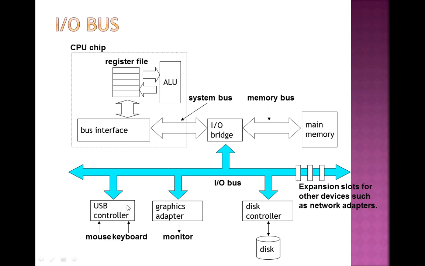This is the USB controller that contains mouse, keyboard. This is a graphics adapter that contains monitor. Then disk controller that contains disk part. These are the expansion slots for other devices such as network adapters. So this is the input-output bus that stores the data with the help of system bus, with the help of memory bus. This is the input-output bus that interacts with the input-output bridge.